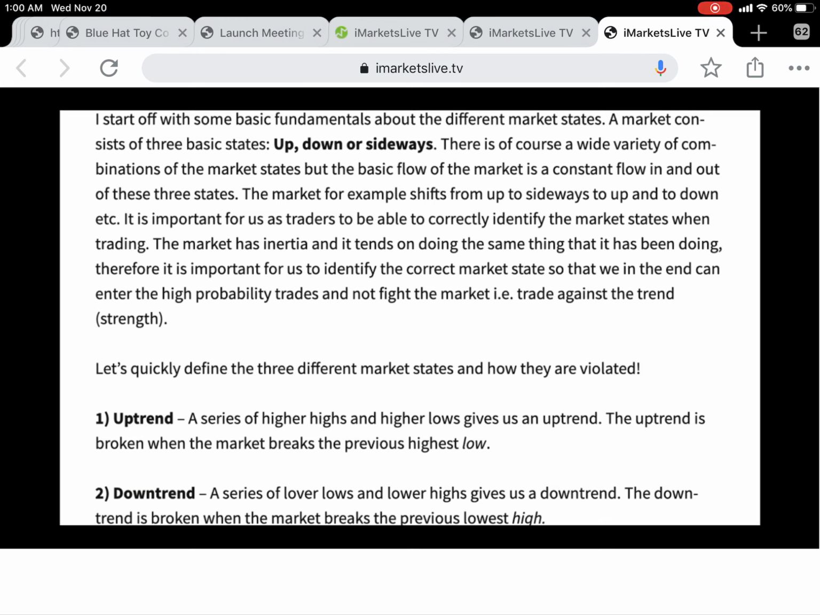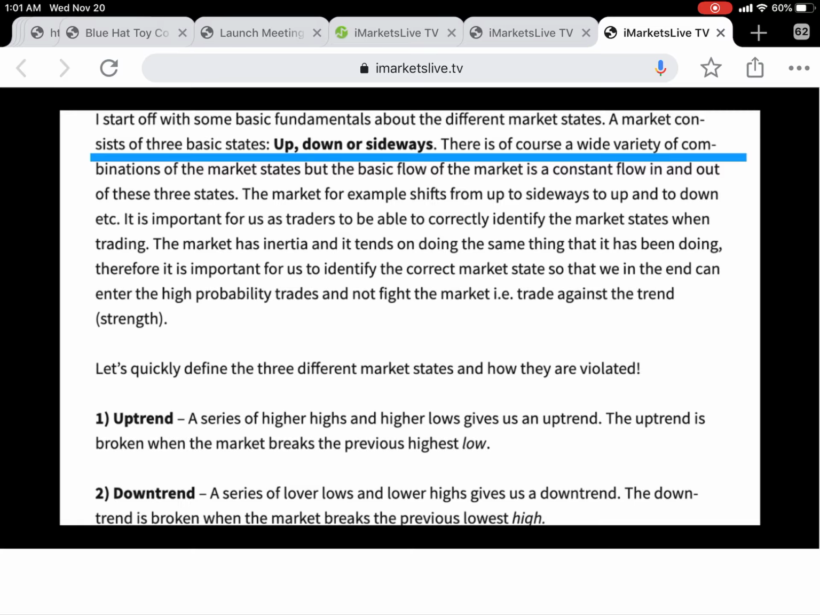Here we go. I'll start off with some basic fundamentals about different market states. A market consists of 3 basic states. Write this down, team. Up, down, or sideways. Now, there is, of course, a wide variety of combinations of the market states, but the basic flow of the market is constant flow in and out of these 3 states.